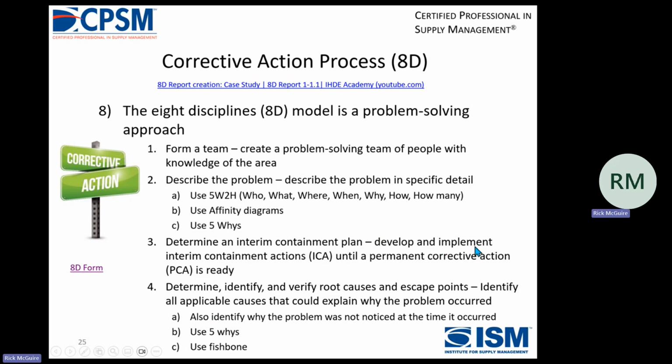Determine an interim containment plan and permanent corrective action plan. You want to do a containment plan until you have your permanent corrective action plan ready. And then determine, identify, and verify root causes and escape points. Also identify why the problem was not noticed at the time it occurred. So 5 Y's and fishbone help there.